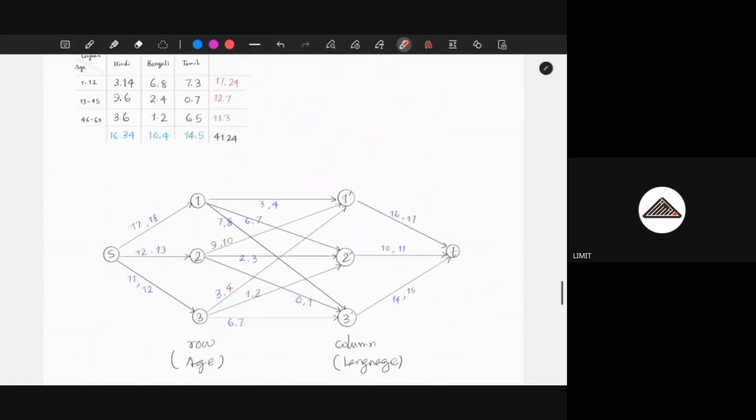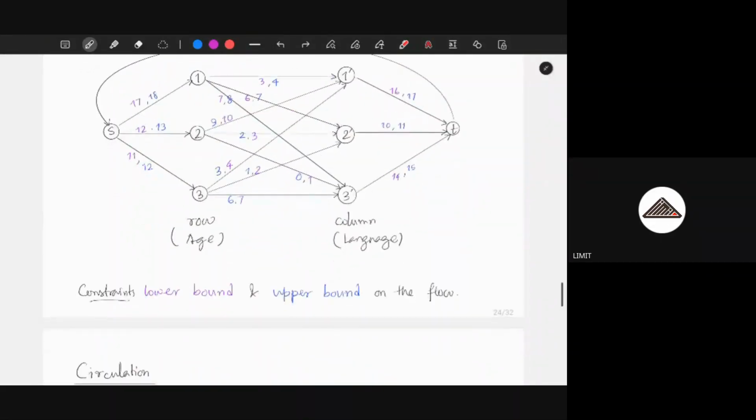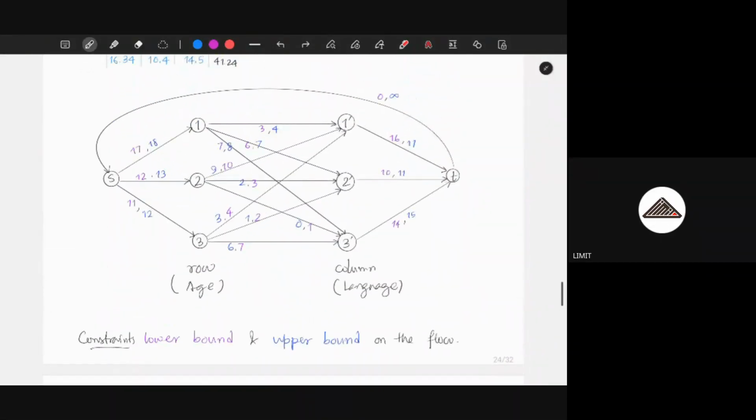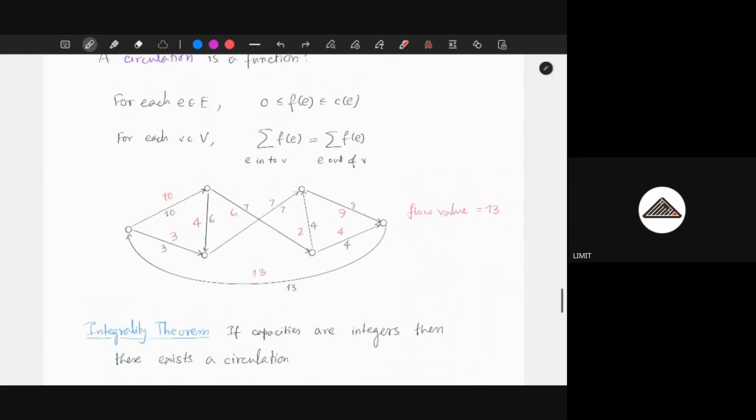If you see in a flow network, if you join the sink and the source, it also becomes a circulation. So whatever goes to the sink, that comes out from the source. You can think like that. Or maybe you can look at this example. You had some capacities and you have this flow.